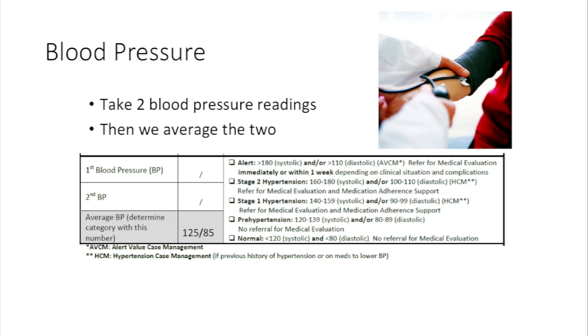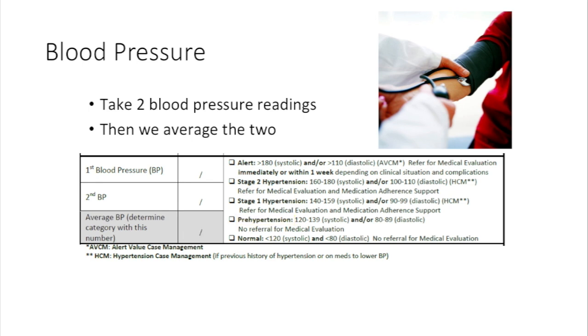So let's say her blood pressure average is 125/85. If you look at the 125, that falls right into the prehypertension, 120 to 139, and the 85 also falls into the prehypertension, the 80 to 89. So she would be in the prehypertension range.